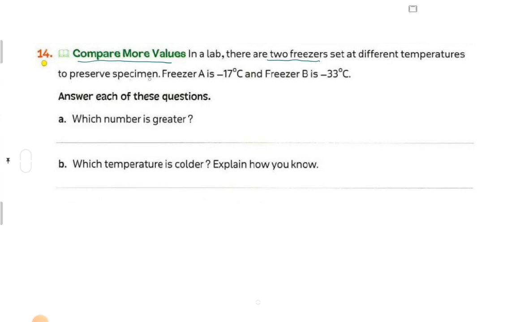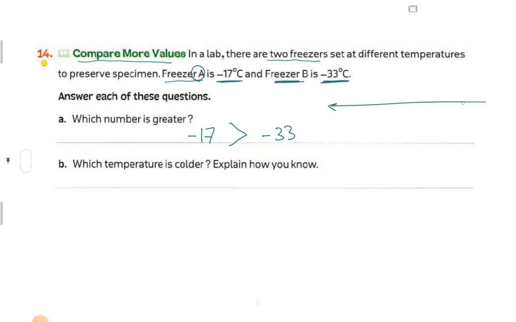To preserve specimen. Freezer A: negative 17 degrees Celsius, and freezer B: negative 33 degrees Celsius. Answer the following. Which number is greater? Which one is greater, negative 17 or negative 33? Of course, negative 17. Why? Because negative 17 is closer than negative 33 to 0.